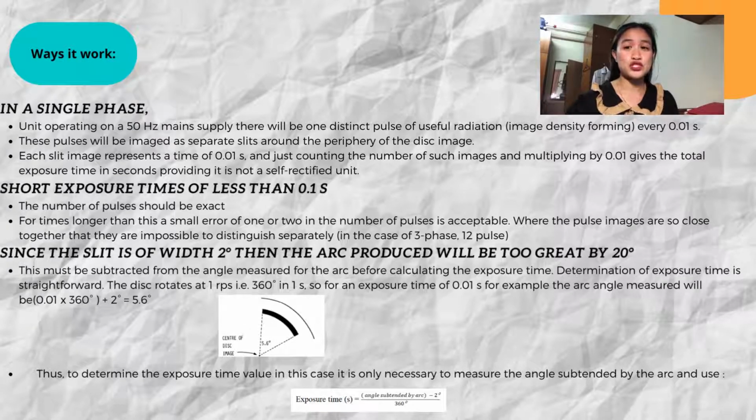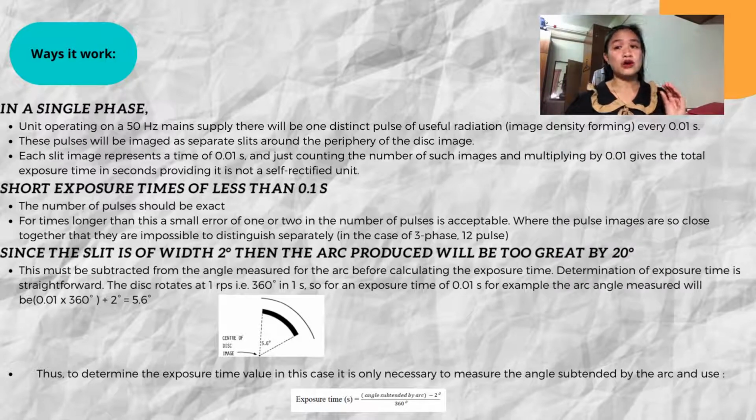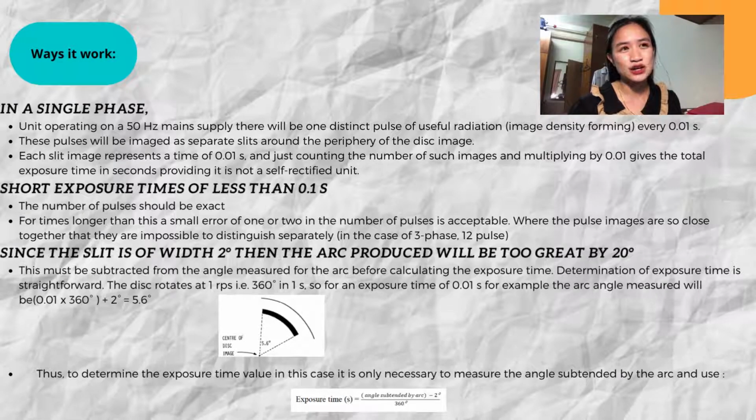For short exposure times of less than 0.1 second, the number of pulses should be exact. For times longer than this, a small error of 1 or 2 in the number of pulses is acceptable, where the pulse images are so close together that they are impossible to distinguish separately, as in the case of 3-phase 12 pulse.